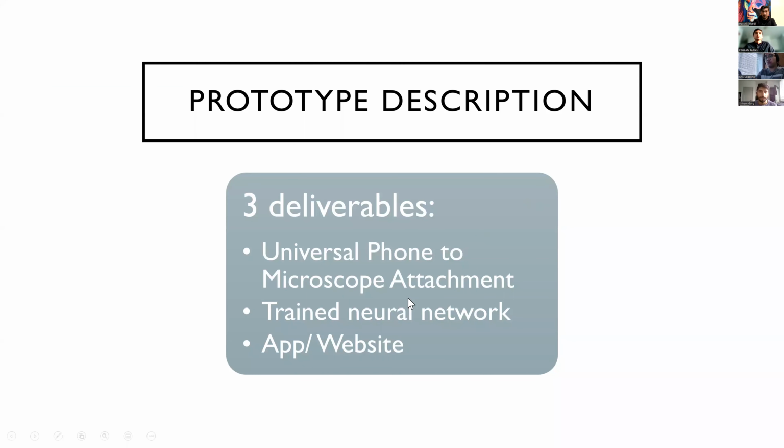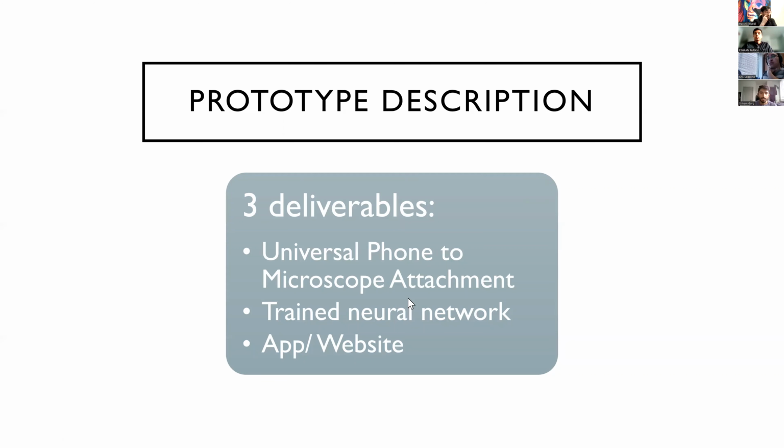Our prototype has 3 deliverables. The universal phone adapter is the first aspect of our project, where the user can take pictures from their phone of the histology slides via the microscope adapter. The adapter is a feature of our project that is primarily for consistency and comfort. The adapter makes it so the pictures taken by the same user are very similar, as this makes it easier for our neural network to process and diagnose them.